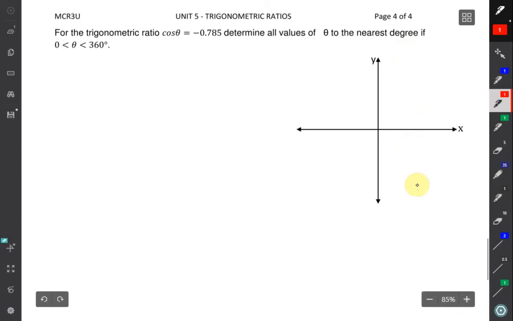Finally, this question here doesn't tell us what quadrant the answer is in. It gives us a ratio and says determine all values of theta to the nearest degree if 0 is less than theta is less than 360 degrees, which is one full circle starting at the positive x-axis. So starting here, what angles give that ratio in this rotation? So this is where we're going to start using the cast rule.